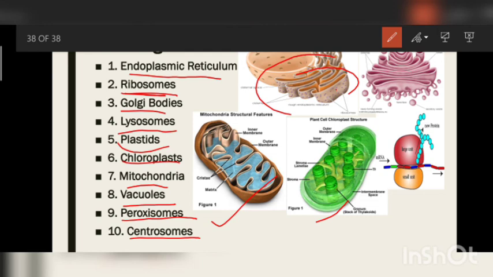So the task for you all is, we have studied till cell organelles. Just go through it, study line by line through your book. I'm very happy that you all are asking more questions, and I'll try to satisfy you through my answers.